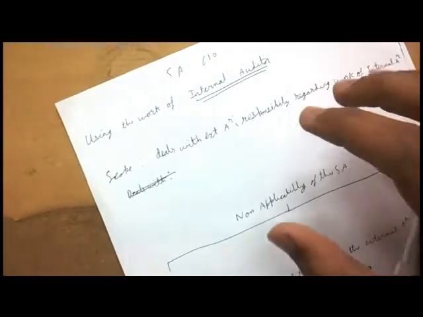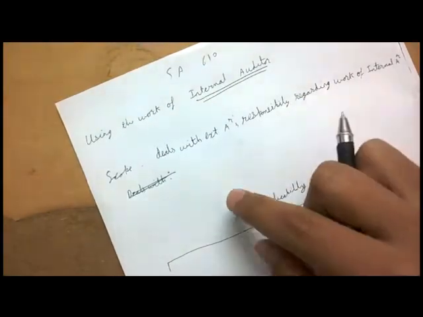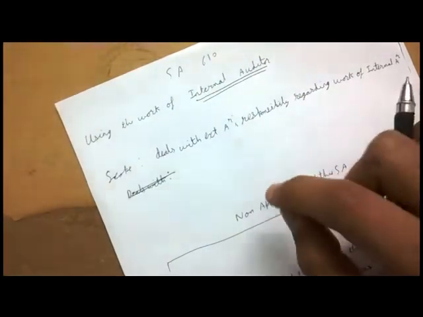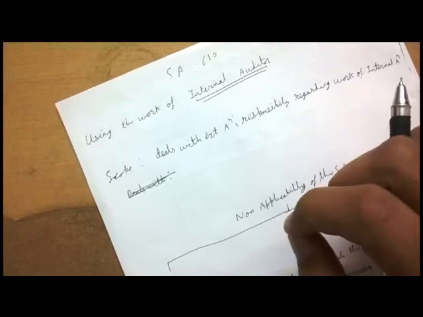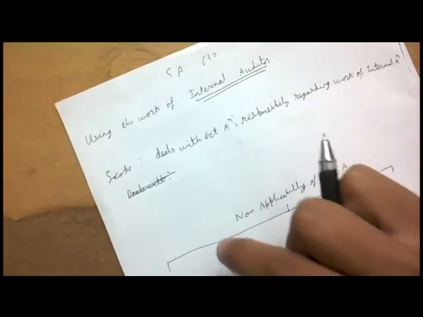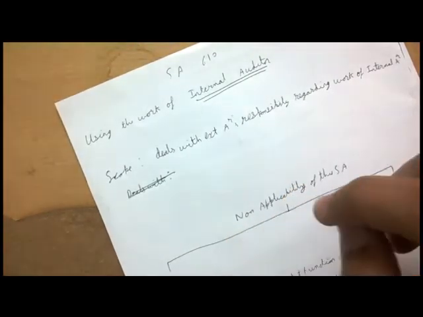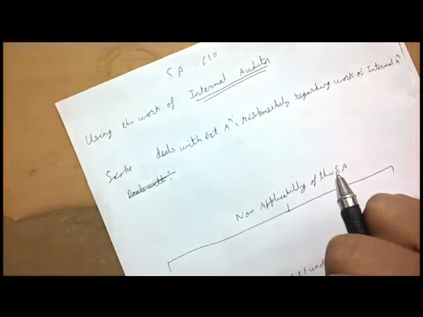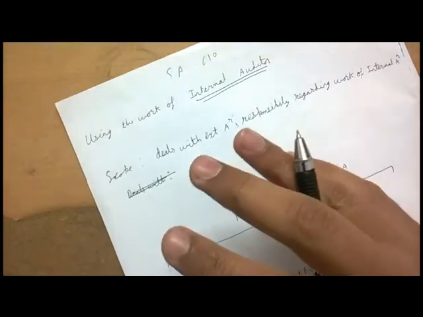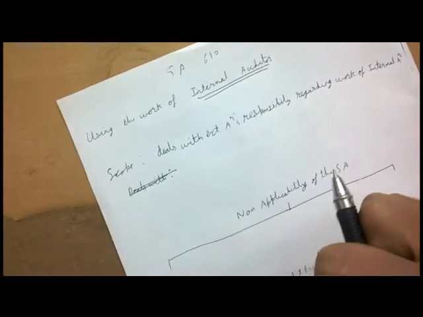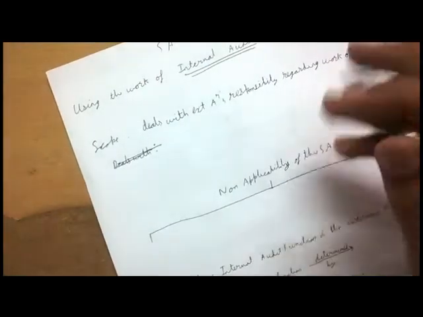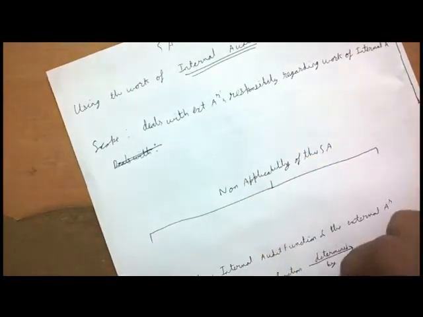But this standard will come into force, as I have already told you, as per SA 315. That is, when the external auditor has determined in accordance with SA 315 that the internal audit function is likely to be relevant to the audit. He has already performed what is required as per SA 315, and the internal audit function is going to be relevant to the audit, according to what the external auditor feels. Now, non-applicability of this standard.